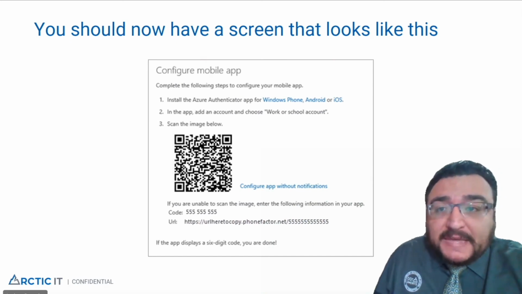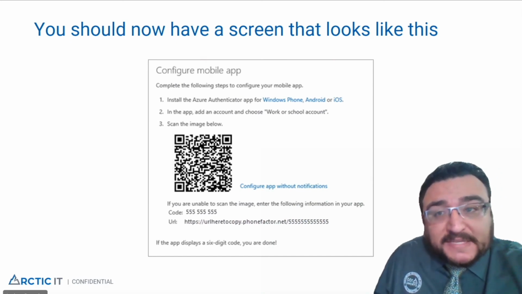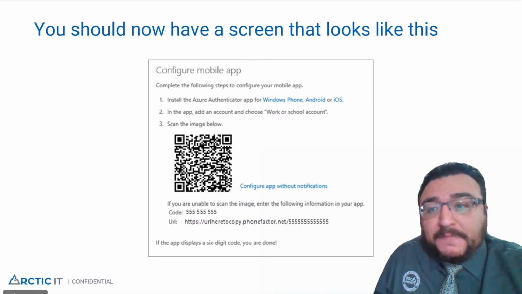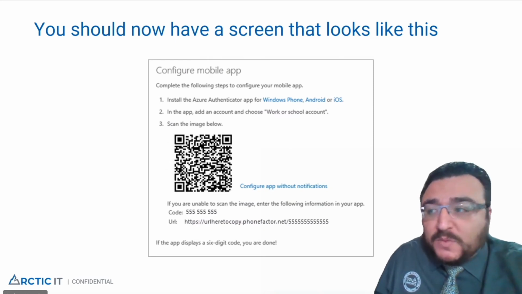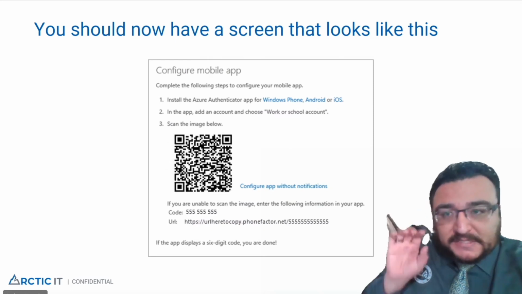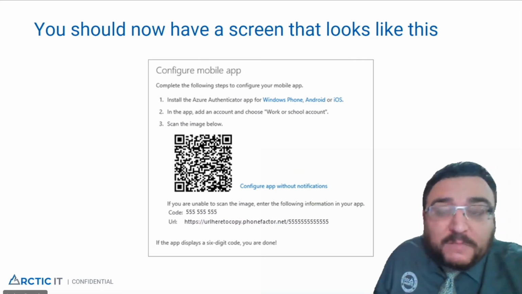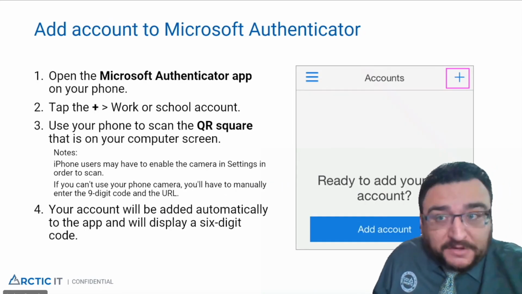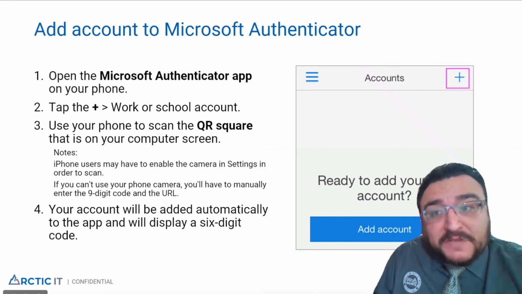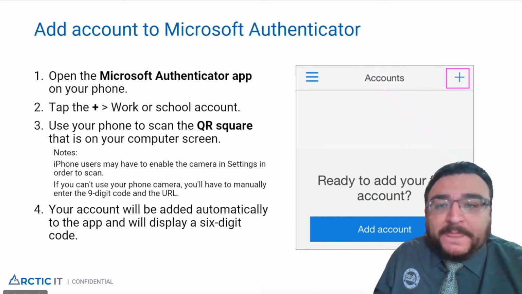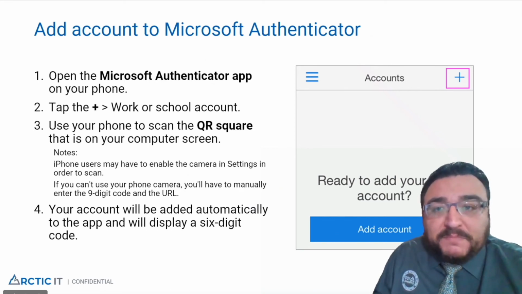The next screen that you'll get will be this screen that has a QR code on it. There's a few different codes on there as well, but what's most important is that it's showing on your screen and you go back to your mobile device. On your mobile device, you're going to open that Microsoft Authenticator app that you've downloaded. And on the top right-hand corner, there'll be a plus sign to go ahead and add a work or school account.